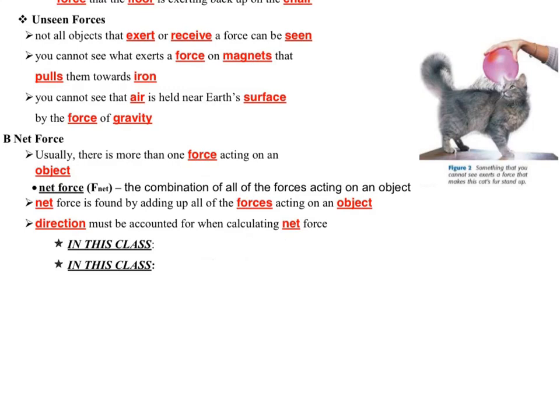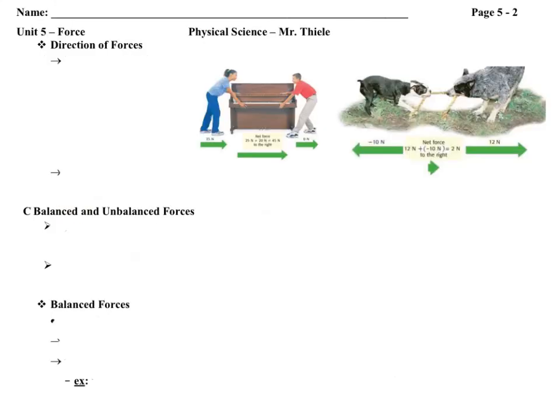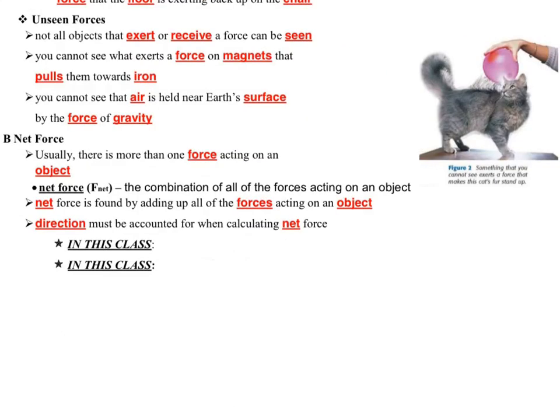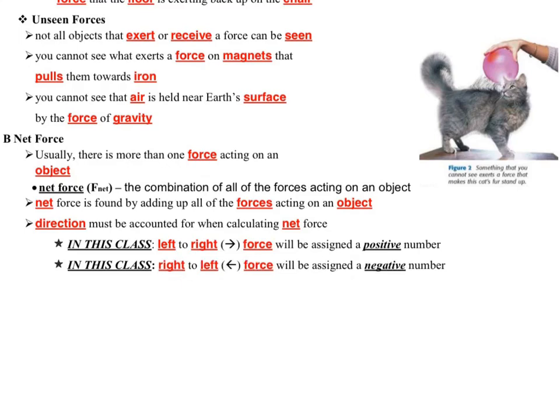So in this class, when forces move from left to right, what kind of number will they have assigned to them? When forces move from left to right, they will be assigned a positive number. And when forces move from right to left, what kind of number will they have? They will be assigned a negative number. And this will help us to calculate net force. The positive or negatives will simply indicate direction of travel.